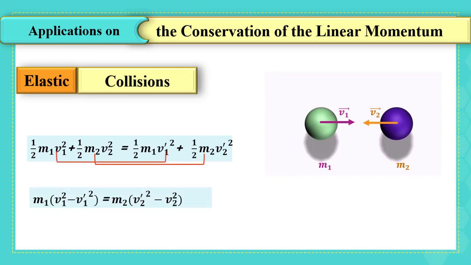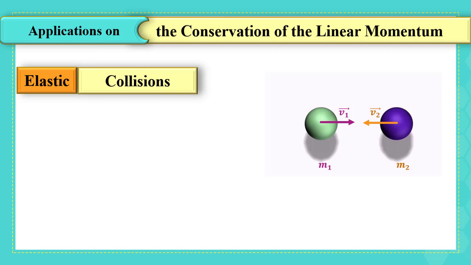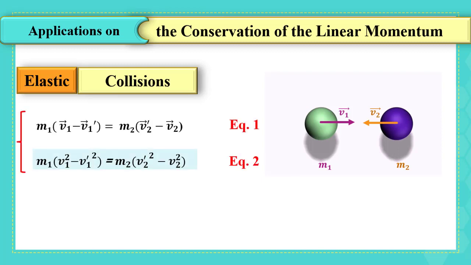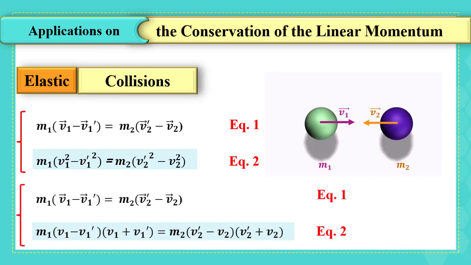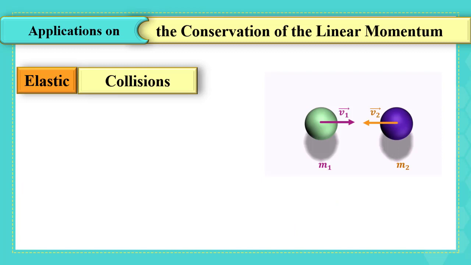Rearranging the equation, we can find that m1 times (v1 squared minus v1 prime squared) equals m2 times (v2 prime squared minus v2 squared). And this is another equation of two unknowns, v1 prime and v2 prime. Hence, we have two equations of two unknowns, but the second equation admits an identity, so we can write it as m1 (v1 minus v1 prime)(v1 plus v1 prime) equals m2 (v2 prime minus v2)(v2 prime plus v2). But the first equation is in vector form.